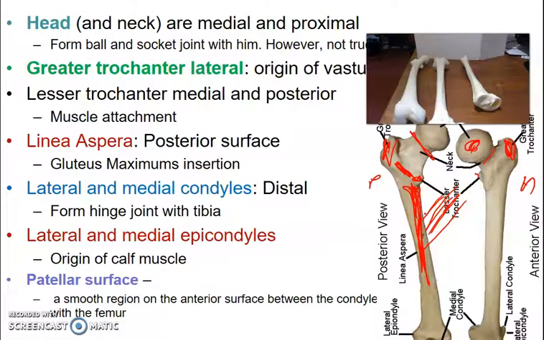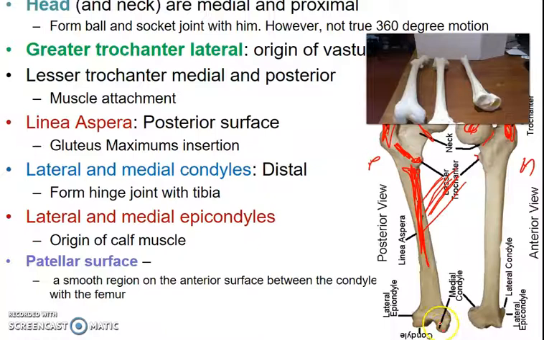The condyles, the posterior. So this is one condyle, this is another condyle. Since I could see my head here, that's the medial condyle. That would be the lateral condyle. Now, on the sides of the condyles are the epicondyles. So lateral epicondyle would be on the side of it. And then the patellar surface is that smooth surface right there.